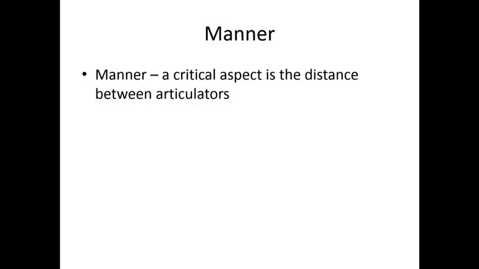So manner talks about how closed the vocal tract is. What's an example of one manner of articulation? Stops, right? Complete closure. With a stop, you close it all the way, and then you release it. What's another one? Fricatives. What do you do with a fricative?